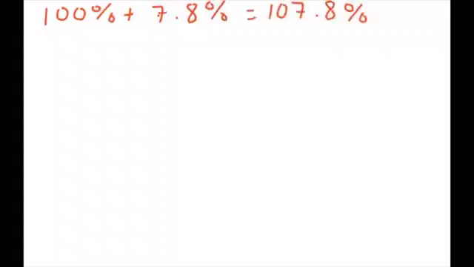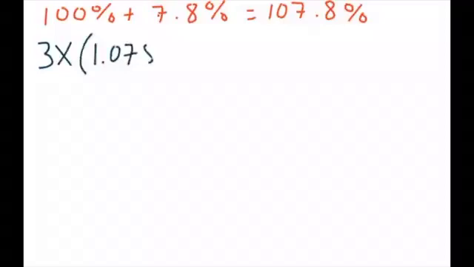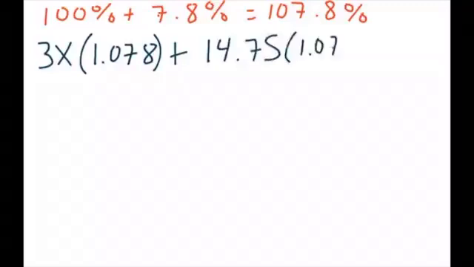Okay, so I have the cost of the 3 shirts, but to find the cost of 3 shirts and sales tax, I'm going to multiply that by 1.078, plus the cost of the hat, which is 14.75, and to find the total cost of the hat and sales tax, I'm going to multiply that by 1.078, and this whole thing has to be less than or equal to $86.42.